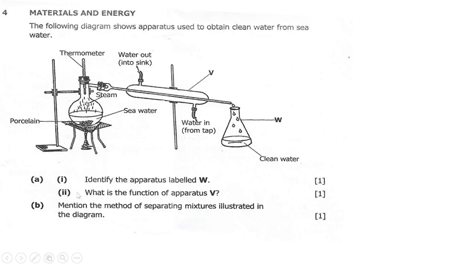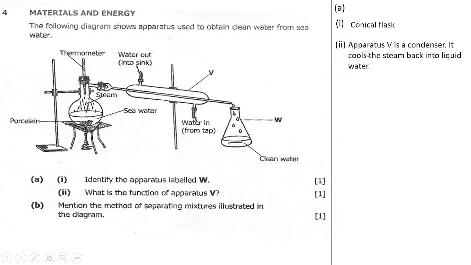Then A, Roman numeral 1 says, identify the apparatus labeled W. This apparatus labeled W is a conical flask. Roman numeral 2 asks what is the function of apparatus V, the Liebig condenser. Apparatus V is a condenser. It cools the steam back into liquid water, so that the steam that comes here is cooled back to liquid and can fall as clean water here.